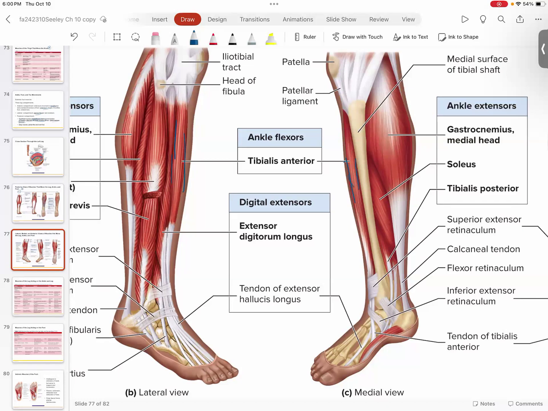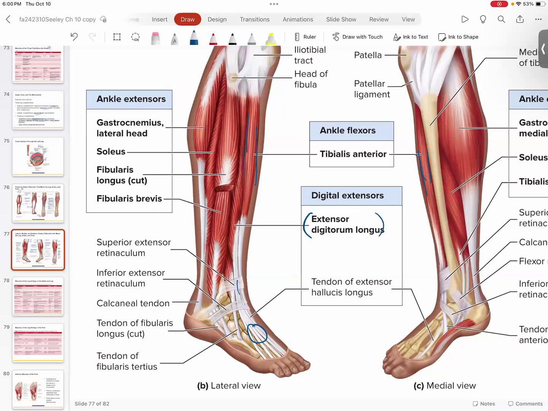As you start to rotate laterally, you're going to run into extensor digitorum longus, which is going to have a bunch of tendons going to your toes. So it extends your digits, your toe digits. And then as you rotate from in there, you're going to run into your fibularis group or your peroneus group. You're going to run into longus and brevis. So brevis is the shorter version. Longus is the longer version. You also have tertius, which is underneath the foot.